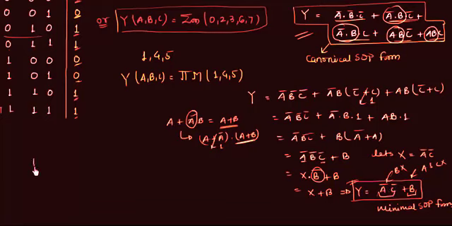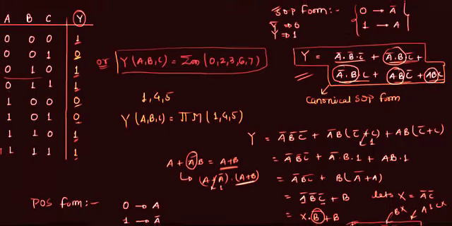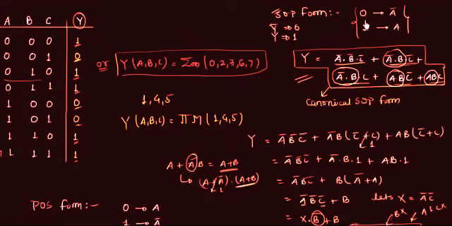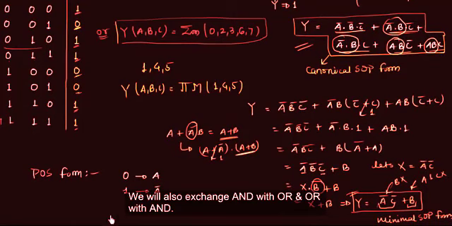Let's solve for the POS form. For POS form, if a variable is low or 0, we write it as A, whereas if a variable is 1 or high, we write it as A complement. So we have just inverted our convention. In this case, we have A complement when it is 0 and A when it is 1, whereas in this case we have A when 0 and A complement when 1. So we have just inverted the things. So let's just try to find out the POS form for the function y.